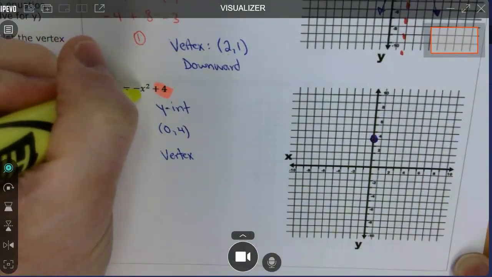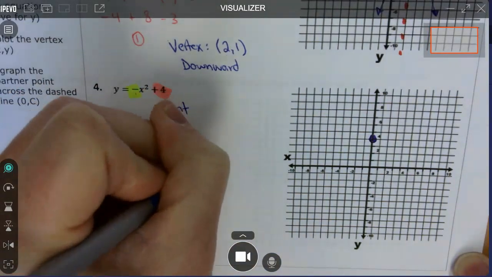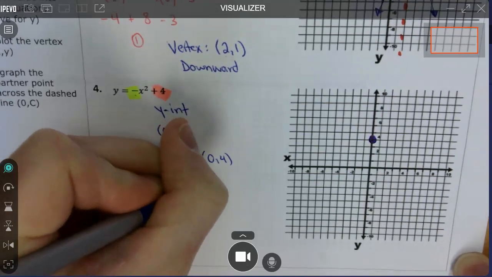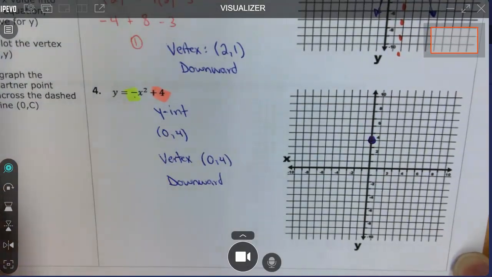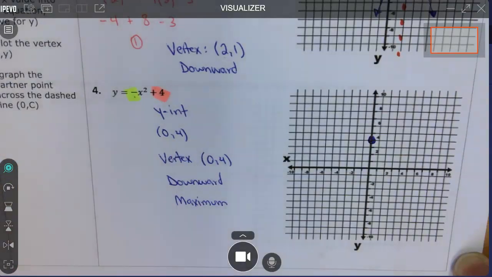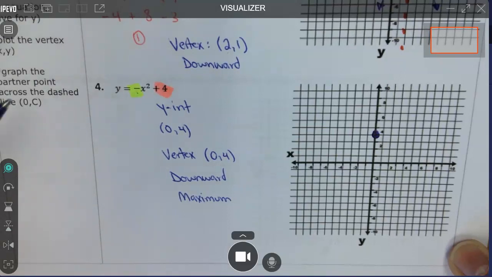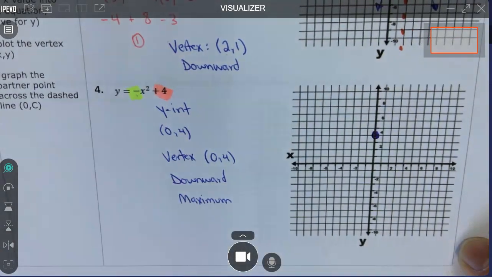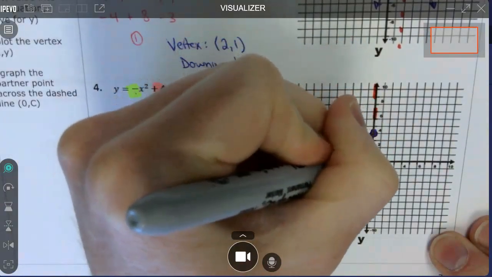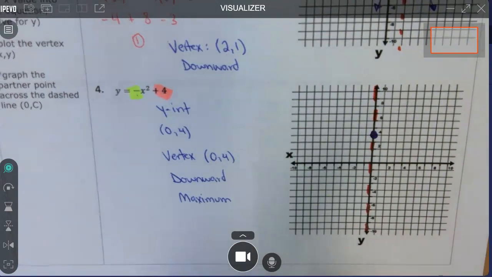Because my a value is negative again, that means it's downward, which makes it what? It makes it a maximum. So now, here's what we are going to do for this one. The vertex is on the axis of symmetry, and the vertex here is also the y-intercept. So there's no partner point for this first point that we plotted right here.